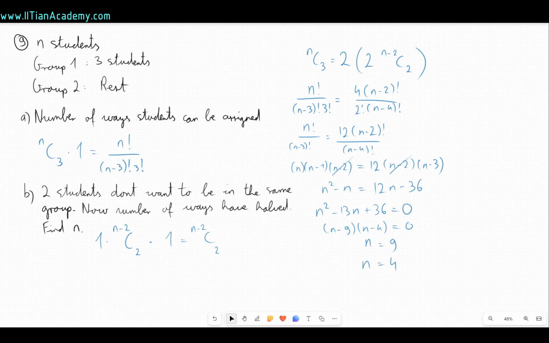But here we have to look back to the start of the question where they say both groups need to have at least 3 students. So only having 4 students in total is not possible, because then the first one would have 3, the second one would have 1, and the second one needs to have at least 3 students. So n equal to 9 is the solution to this question.